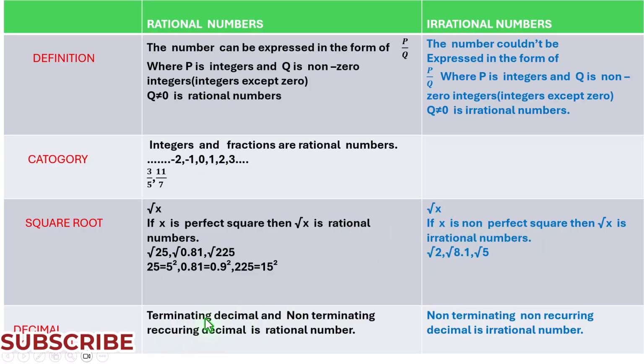Decimal expansion. Terminating decimals and non-terminating recurring decimals are rational numbers. Non-terminating non-recurring decimals are irrational numbers. Decimal expansion has two categories, terminating decimal and non-terminating decimal. Non-terminating decimal again has two categories, non-terminating recurring decimal and non-terminating non-recurring decimal. Terminating decimals and non-terminating recurring decimals are rational numbers.